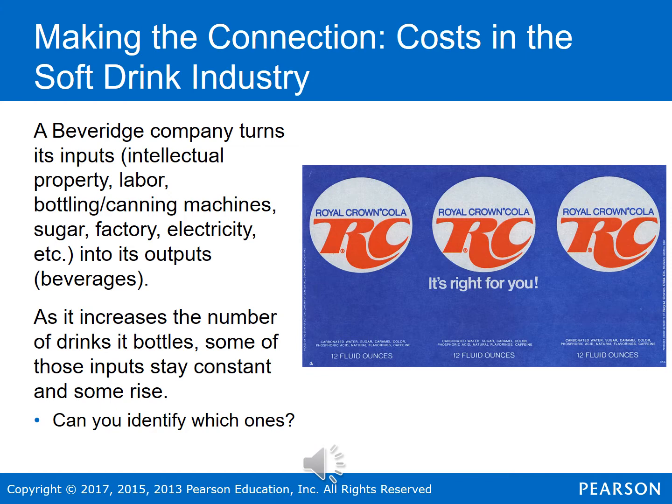As a beverage company increases the number of bottles, some of these inputs are going to stay the same, and some of them are going to rise. In this case, the cost of labor is going to increase as the number of drinks increases. The sugar is going to increase, and the electricity is going to increase. But the intellectual property, the bottling and canning machines, the factory itself, the cost of those are going to remain the same no matter how many bottles of soda they create and bring to the market.